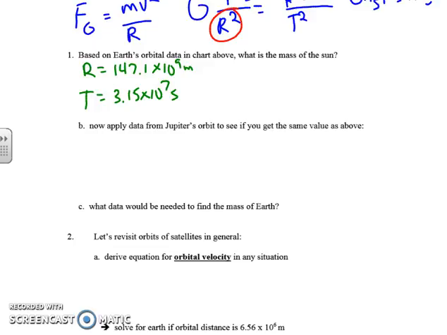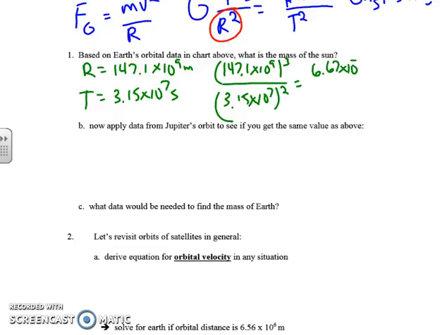So if we have r cubed over T squared, so if we do 147.1 times 10 to the 9th cubed over 3.15 times 10 to the 7th squared, that's got to equal G, 6.67 times 10 to the negative 11th, I'll put units, times the mass of the sun, all over 4 pi squared. Okay? Now, I'm going to give the answer in a second, but it's really in your best interest to plug in these numbers and solve for the mass of the sun here, because it's very easy to make a mistake with your calculator. Anyway, if you do it correctly, you should get about 2 times 10 to the 30th kilograms.